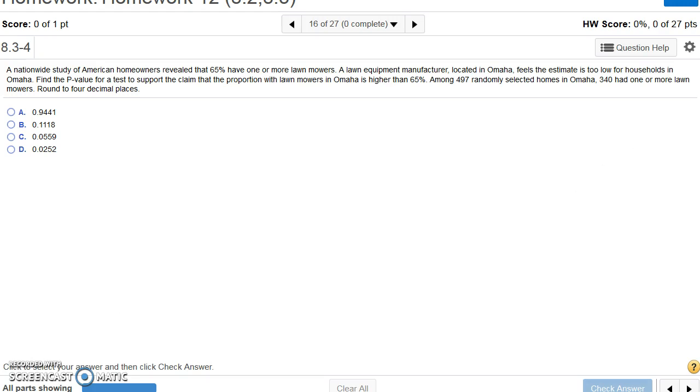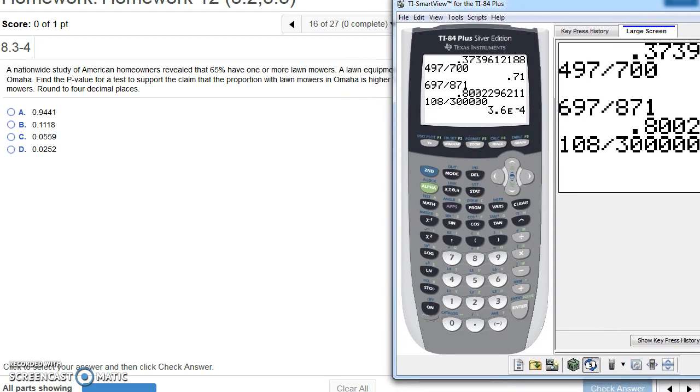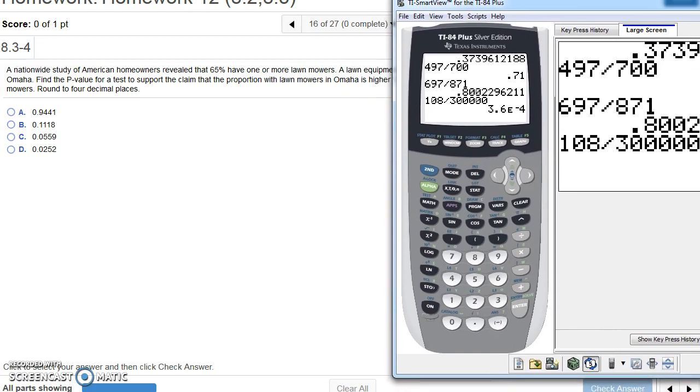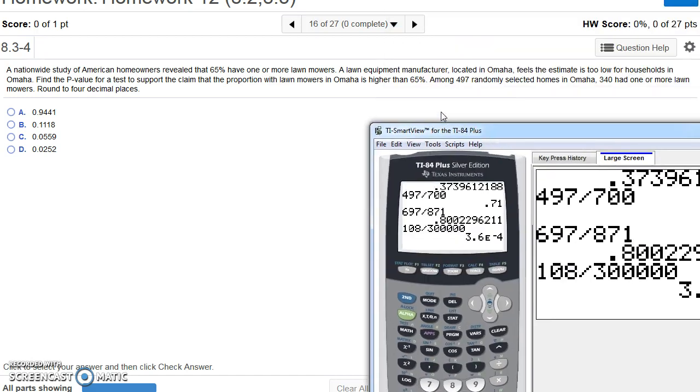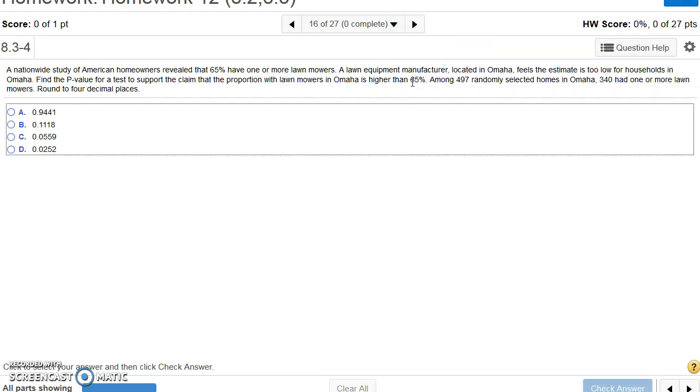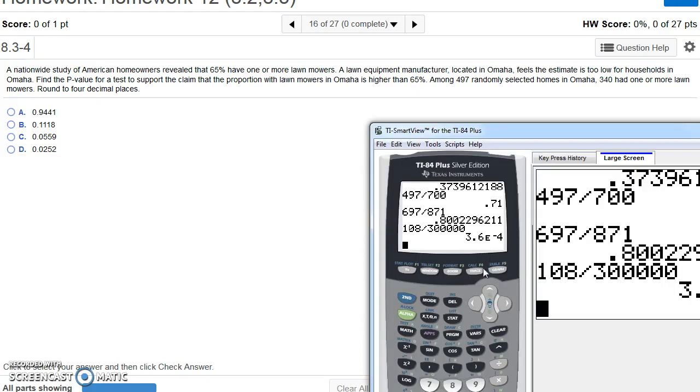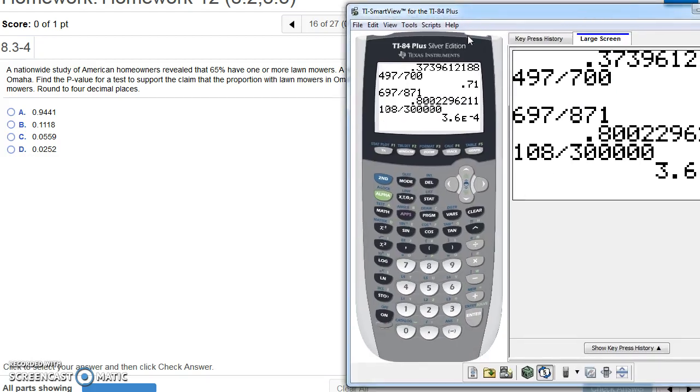So I would strongly encourage you, I don't have my tablet with me to be able to write on, but you want to set up your null and alternative hypotheses. In this case, the null hypothesis is going to be p equals 0.65. The alternative would be p is greater than 0.65. So we're going to be using a proportion test.